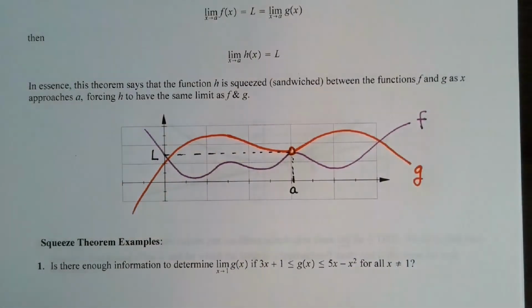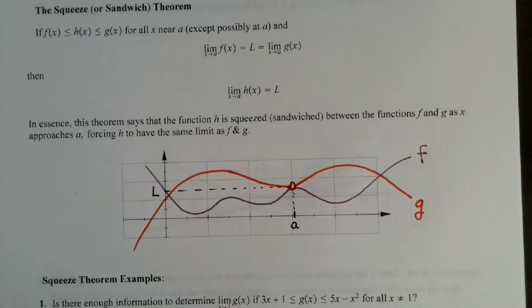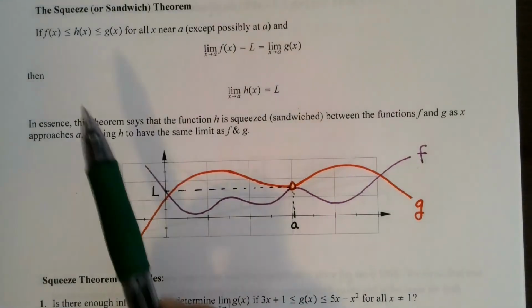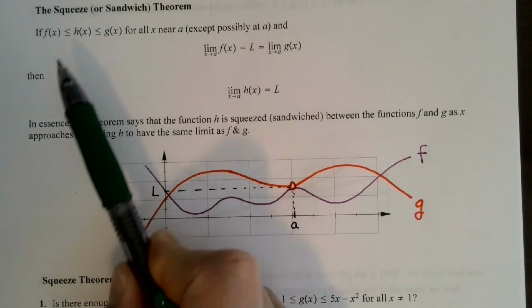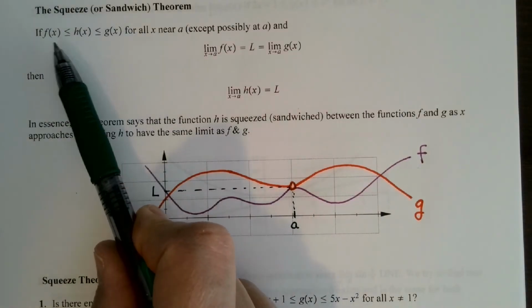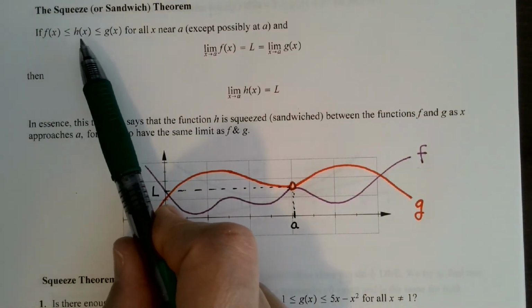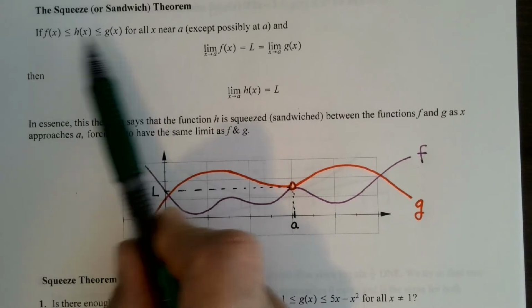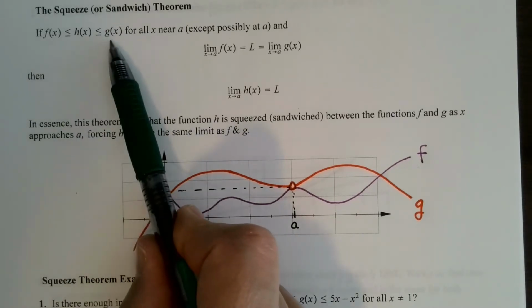Okay. Now, let's see what the possible graph of h of x looks like, and let's see if it meets these requirements, this graph. First of all, it says h of x is always between f of x and g of x. In fact, it says f of x is less than h of x is less than or equal to g of x. So f of x should be less than or equal to g of x.